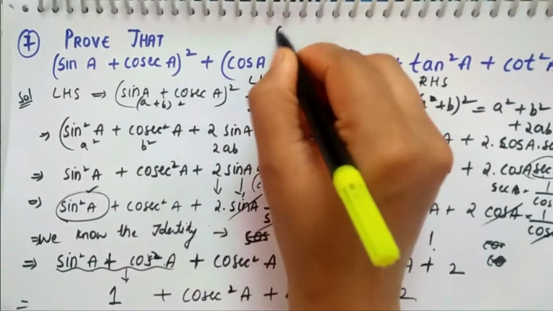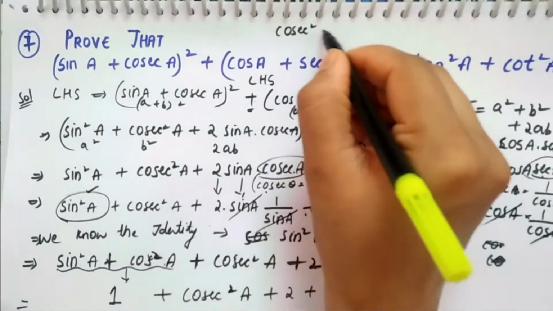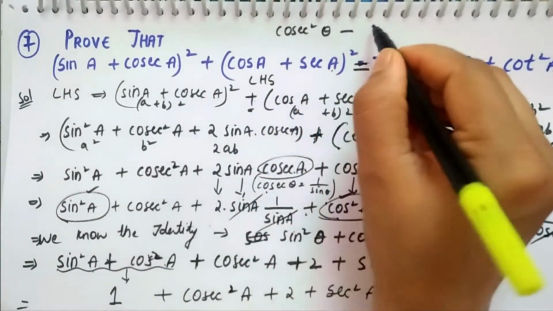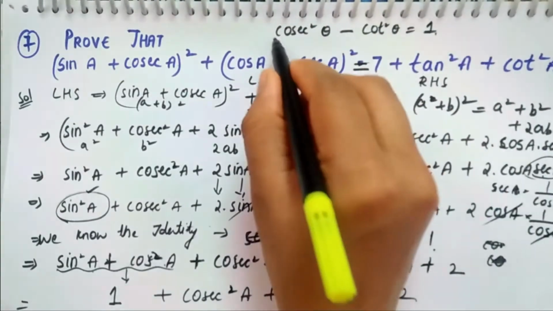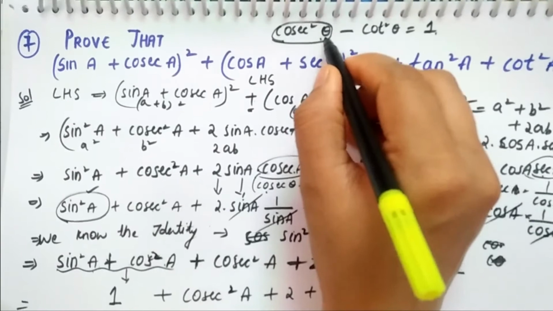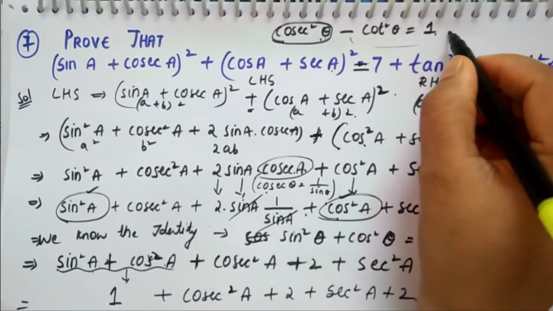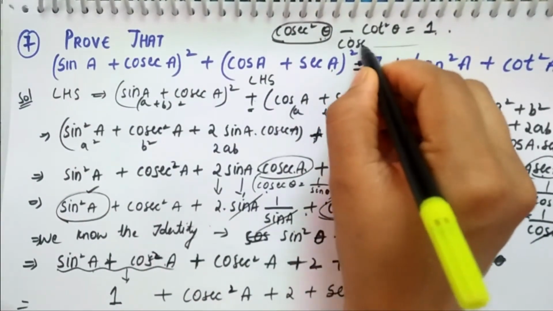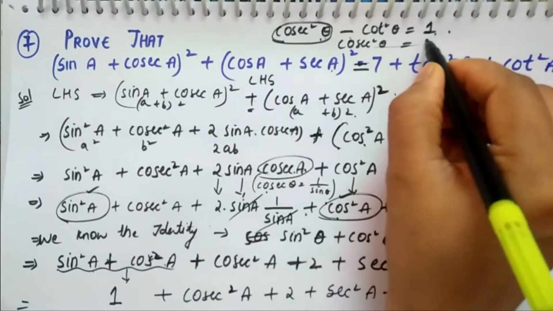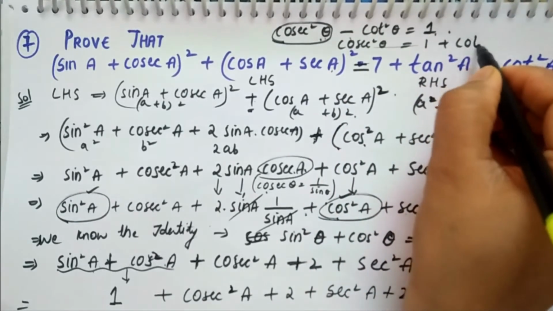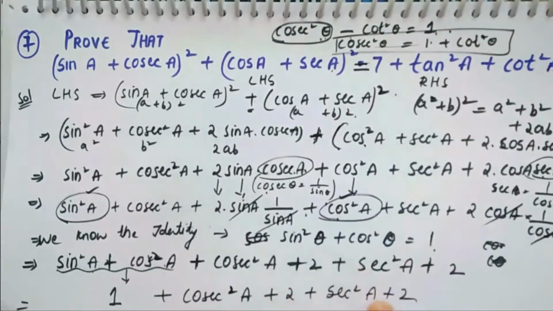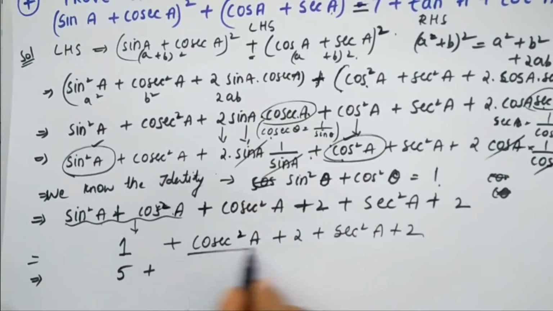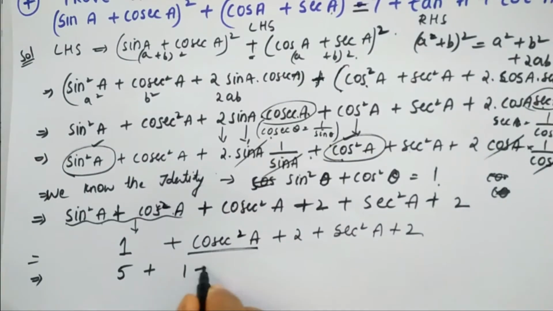See, cosecant square theta minus cot square theta is equals to 1, right? So if we want to know what is cosecant square theta, we will be sending this cot to the other side. That is nothing but cosecant square theta is equals to 1 plus cot square theta, right? So this identity will be replacing it here. So what is cosecant square theta? It's nothing but 1 plus cot square theta, A.